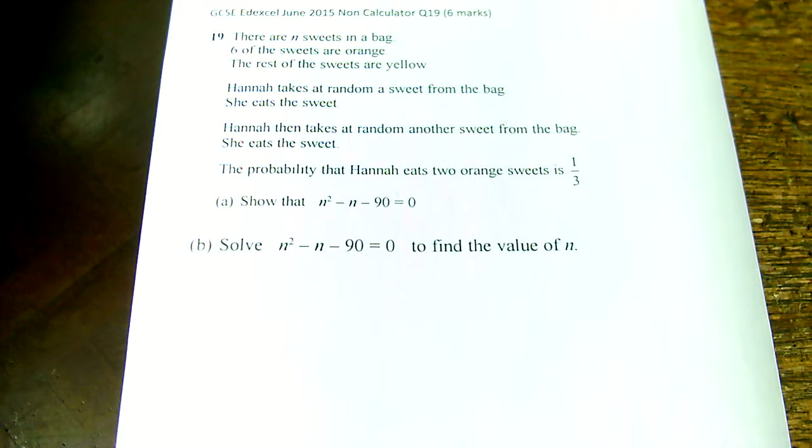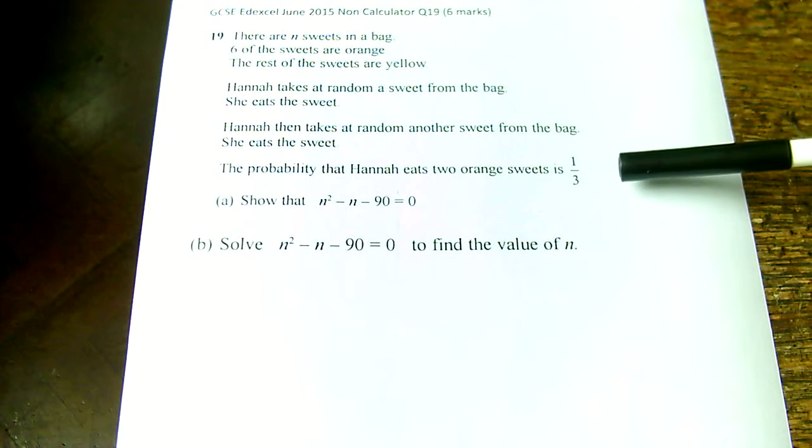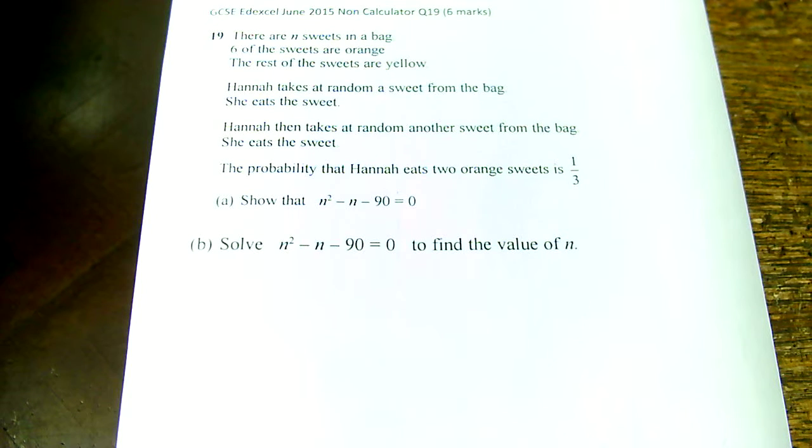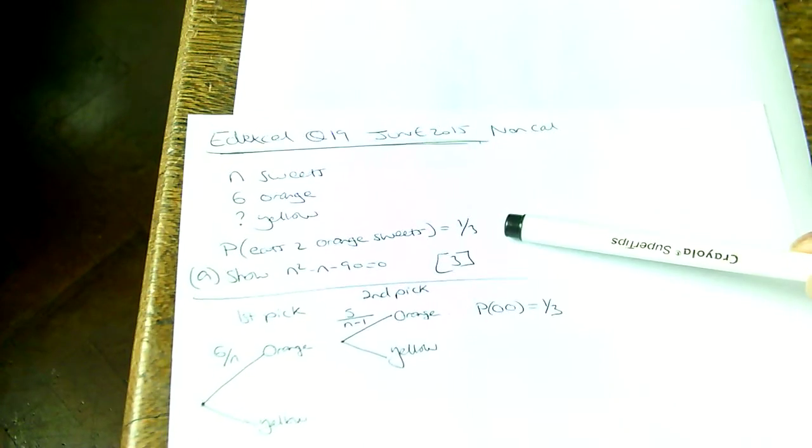Well, how I decided to do this question is, what do I know? Well, I know there's 6 orange sweets, and that if she eats 2 orange sweets, the probability of that happening is a third. So I use that. Now, this is a probability and an algebra question combined together. So, I've summarised my information there.